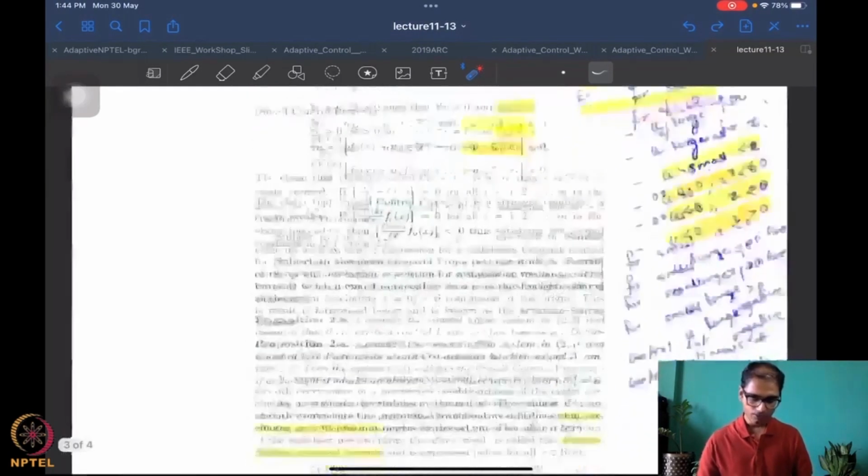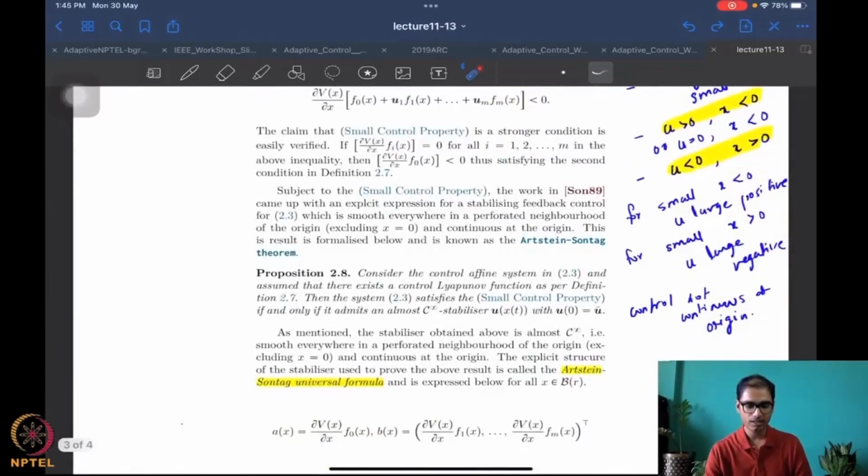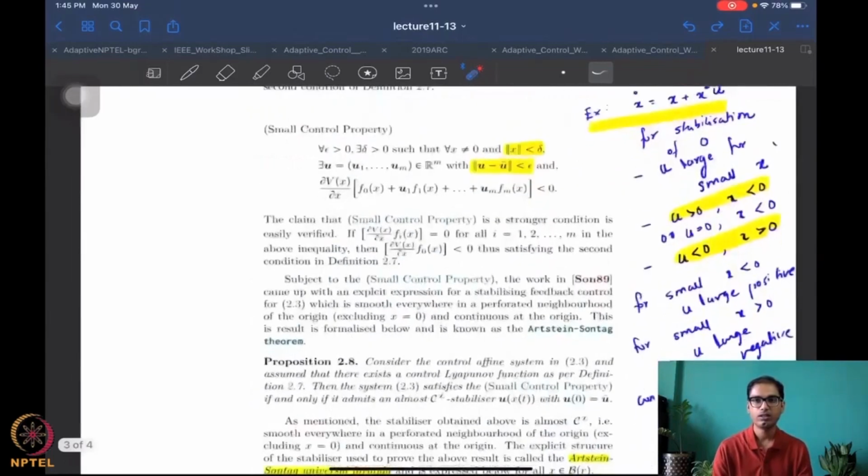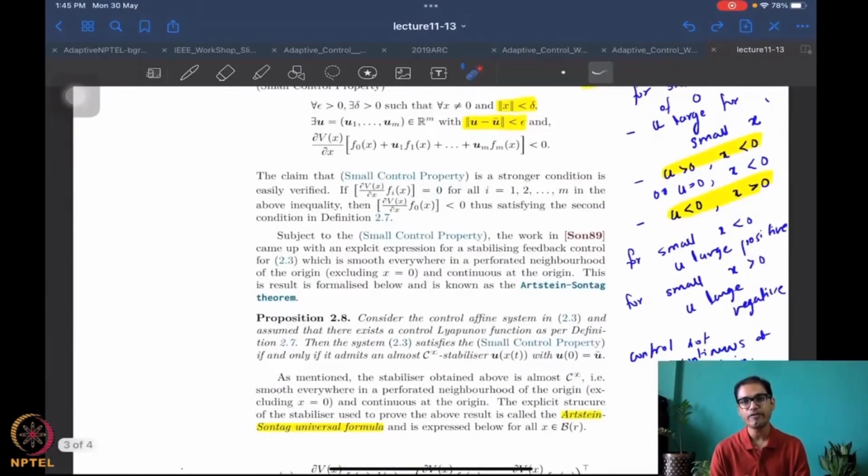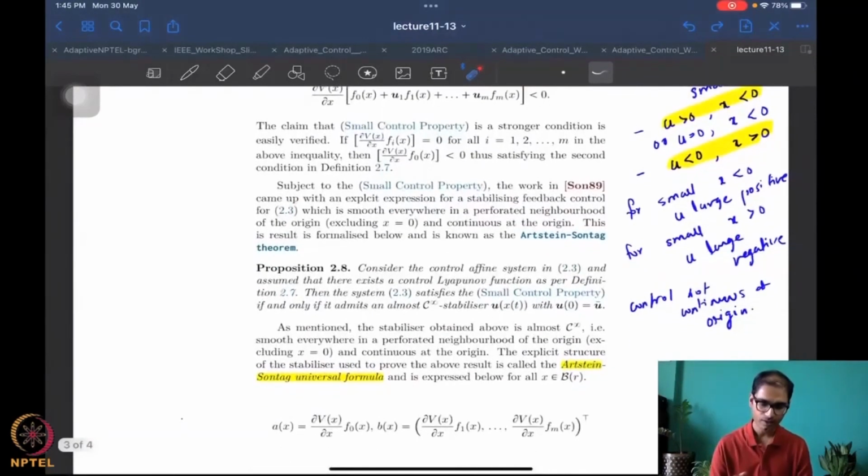So the proposition, which leads to what is called the Einstein-Sontag universal formula, which we'll look at soon, essentially says that if there exists a control Lyapunov function, then a system satisfies the small control property if and only if it admits an almost C infinity stabilizer. An almost C infinity stabilizer means there exists a control U which is smooth everywhere except at the origin, where it's only continuous. Which is still very nice, right?